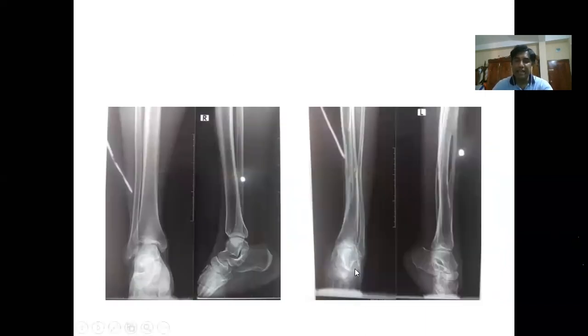So this is his X-ray. I always do a normal leg X-ray scan, for the right leg, and this is for the left leg.